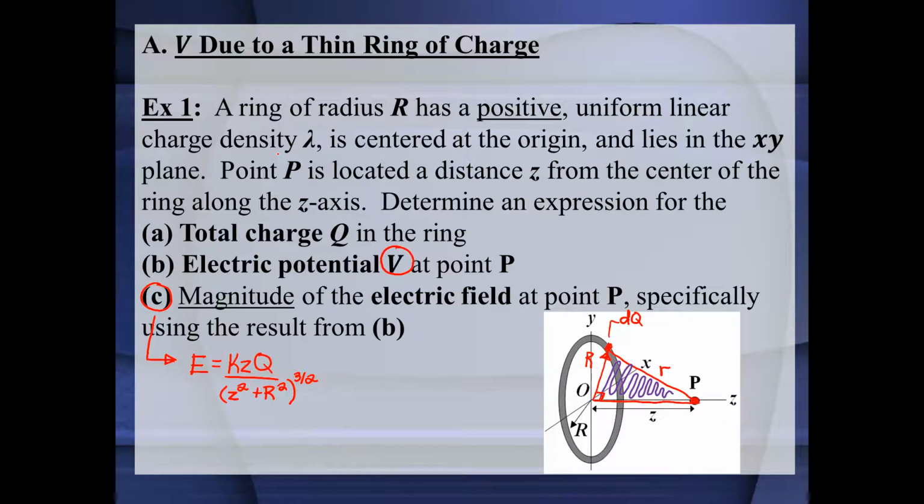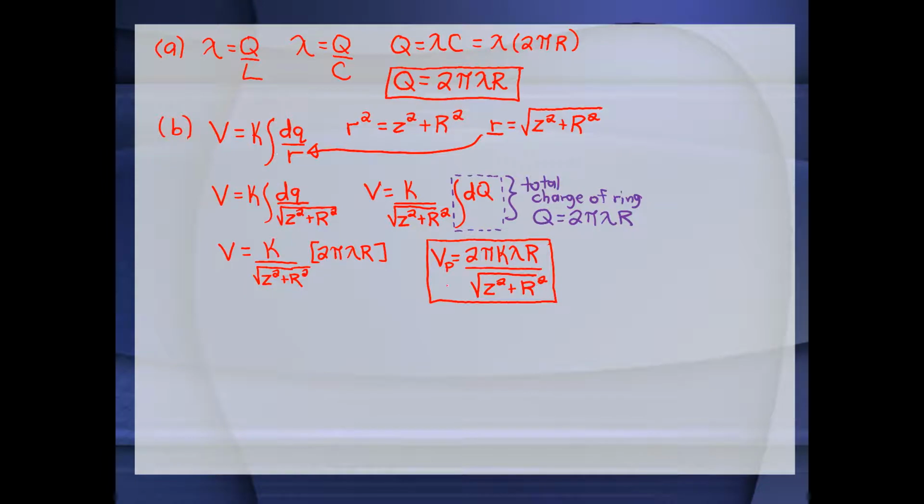Part C says we want to figure out the magnitude of the electric field, and it says specifically using the result from part B. So I want to use the equation for electric potential to figure out what the electric field is. Now, we actually have a calculus relationship between the two of them. I think this is the one that's on the formula sheet. We have Ex is equal to the negative derivative of your electric potential with respect to x.